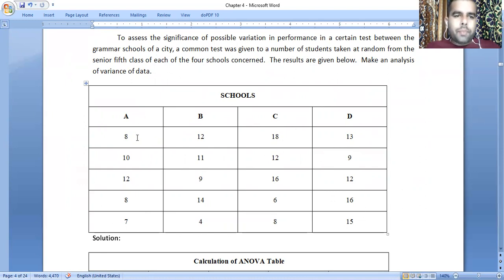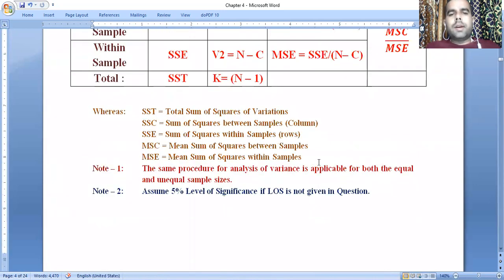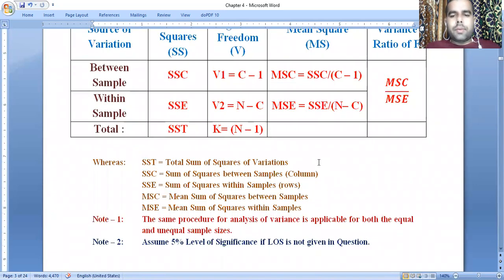From school A, you have 5 observations. In school B, you have 5 observations. School C, again 5 observations. School D, 5 observations. Total observations are 20. I think you got good clarity here. C minus 1 means 4 minus 1. How many columns are there? 4 columns. So the final answer is V1 equals 3.